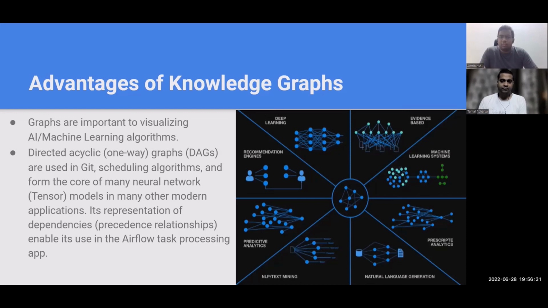Directed acyclic one-way graphs like DAGs are used in job scheduling algorithms, and they form the core of many neural networks or tensor-based models in many modern applications. Its representation of dependencies enables its use in Airflow task processing apps as well. Here we can also see different examples: deep learning, recommendation engines, predictive analysis, NLP text mining. We use graphs or knowledge graphs in a lot of ways, and we would like to infuse such knowledge graphs well into traditional AI, or the development of artificial general intelligence.